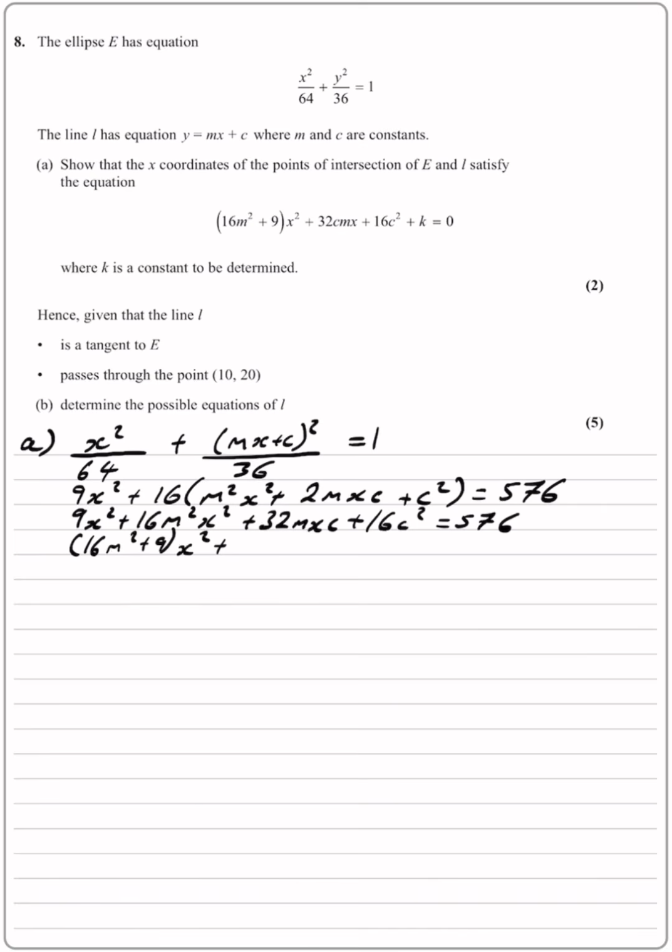So we'll have 16m squared plus 9 lots of x squared plus 32cm lots of x, and then the constant 16c squared minus 576 equals 0. And therefore we can deduce that k must be negative 576, sorry.